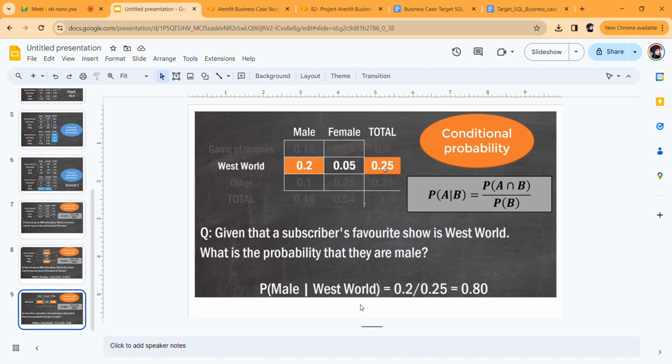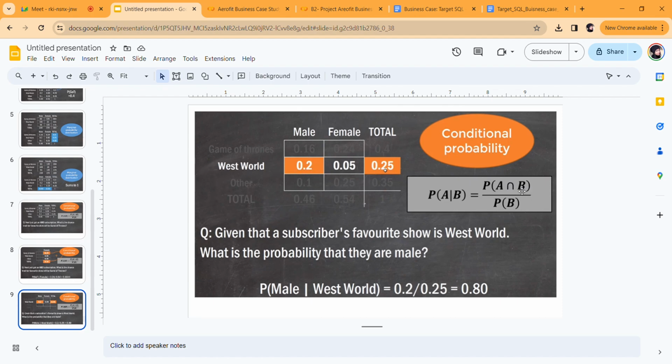So you can see that I have taken the marginal probability of Westworld here. What is the probability that a person is watching Westworld? You can see that this probability is present here. Now, in the second case, I wanted to know how many males are watching Westworld. Their probability is 0.2.